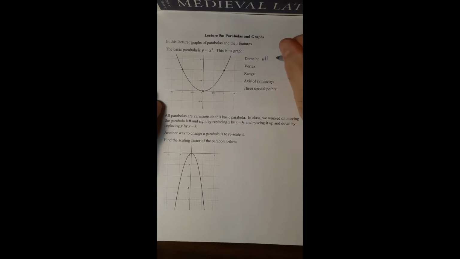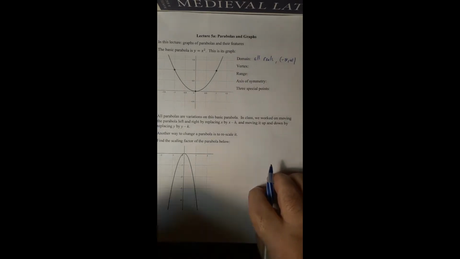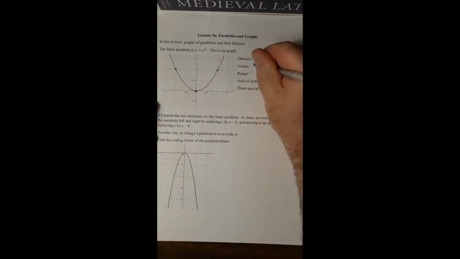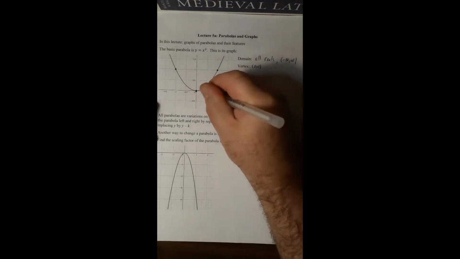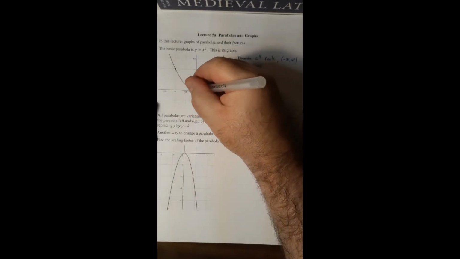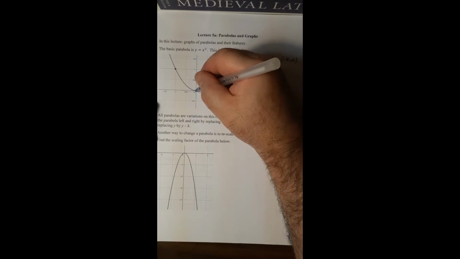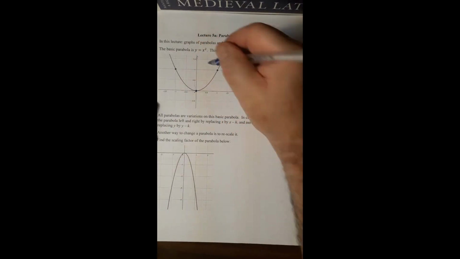Domain: any number can be squared, so the domain is all reals, or minus infinity to infinity, if you want to put that into interval notation. Vertex, that's the point at the bottom, (0, 0). The range is y values. So this is a graph that has a bottom. The lowest point has y coordinate y equals 0, so the range is y greater than or equal to 0.